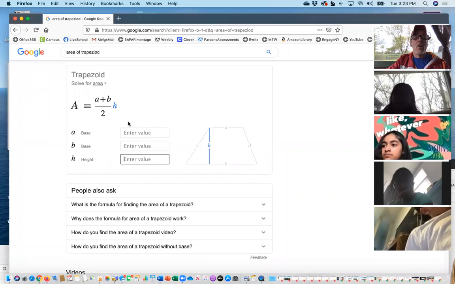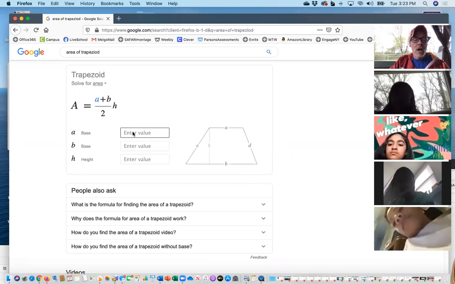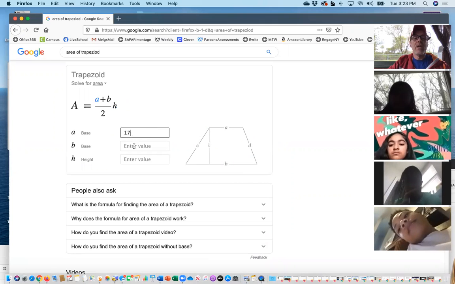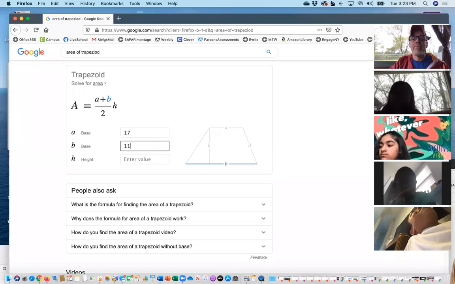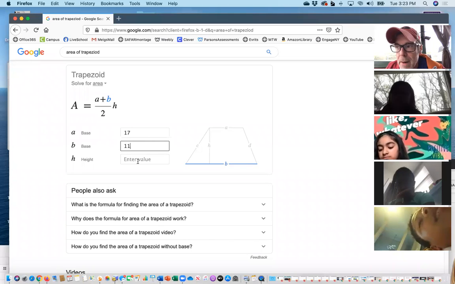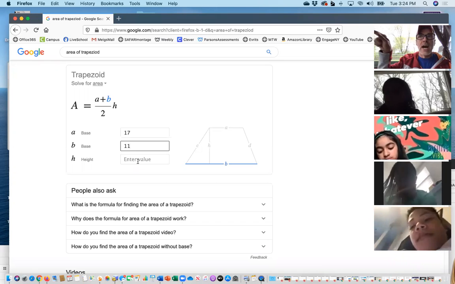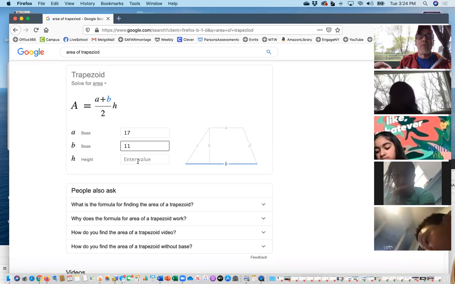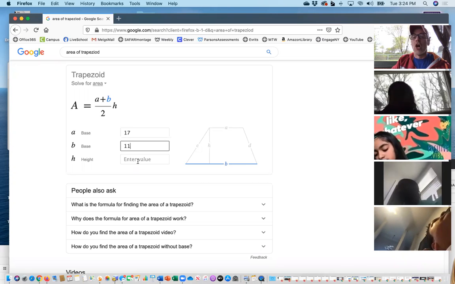Okay, so now, let's say our trapezoid has a top base of 17, and it has a bottom base of 11. Y'all see that? So here's a new trapezoid. It has a 17 for one of its bases and an 11 for the other one, right? And it's 10 tall.